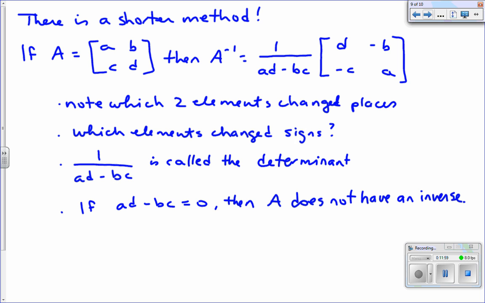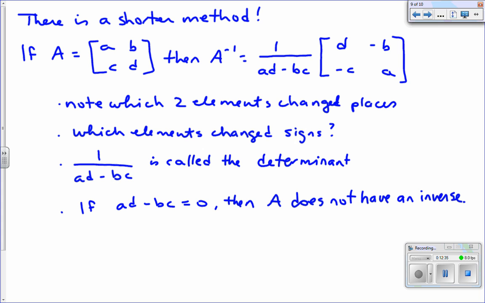Now that was a pretty involved way of finding the inverse of the 2 by 2 matrix, and we're going to look at a shorter method here, and this kind of gives us a formula. So if our original 2 by 2 matrix is A, B, C, D, then A's inverse is 1 over A times D minus B times C, so that'll give us a scalar, a real number, times D, negative B, negative C, A.